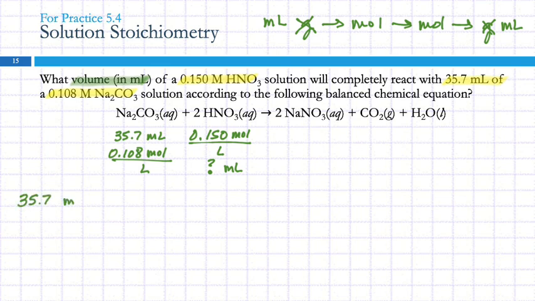35.7 milliliters. And I've got some fractions here. I'm going to have 3, as is pretty typical. That's milliliters of Na2CO3. And I'm going to go to moles of Na2CO3. Then I'm going to go to moles of the other thing. I really did not leave myself enough space here. And then milliliters.